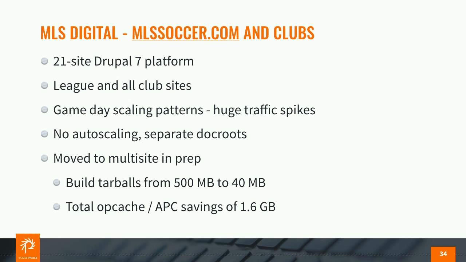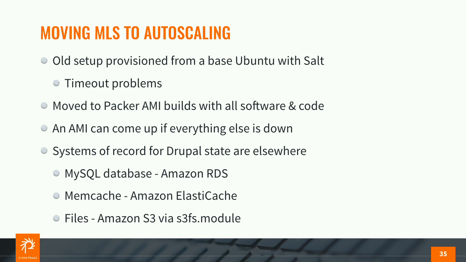So by just moving to a multi-site, we got their build artifacts that contained the code down from like 500 megs to about 40 megs. And that ultimately helped us save about 1.6 gigs in opcache or APC. So that was a big benefit to the density of the number of Drupal docroots you could run out of a given server.